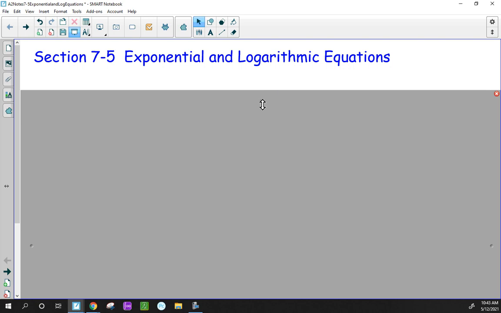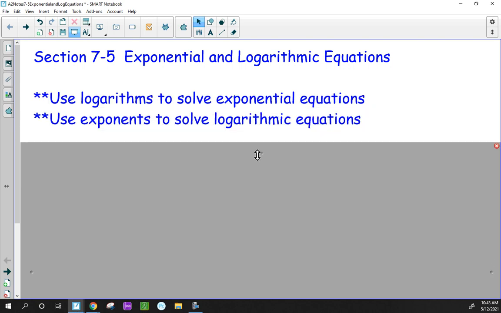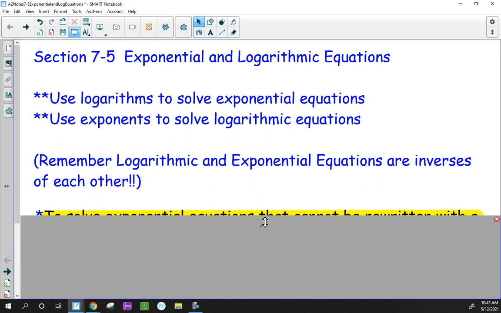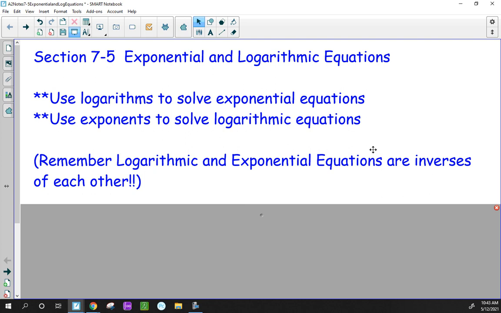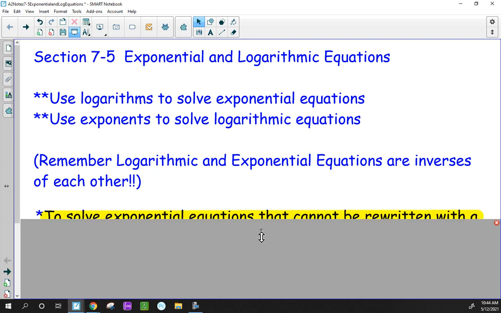So we're looking to find the value of x. Since logs and exponents are inverses of each other, you're going to use a log to solve an exponential equation. So if you have an equation where the variable is in the exponent position, you're going to use a common log on both sides of the equation to solve. Vice versa, if you have a log equation, then you're going to use exponents to solve for x. Remember, log and exponential equations are inverses of each other.